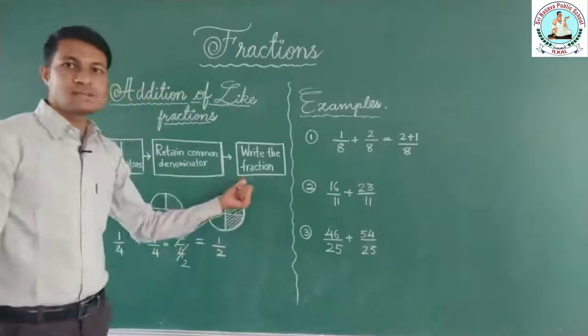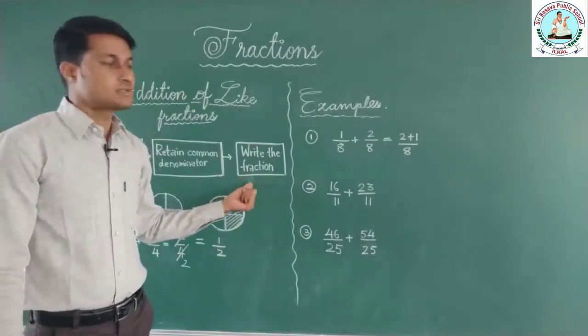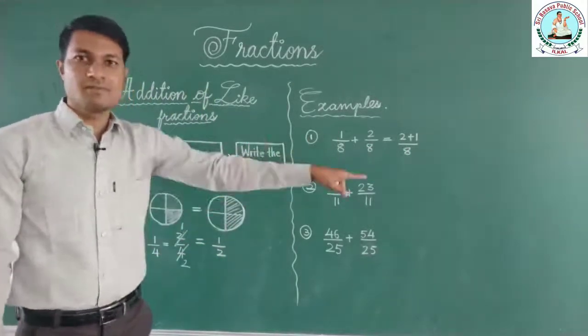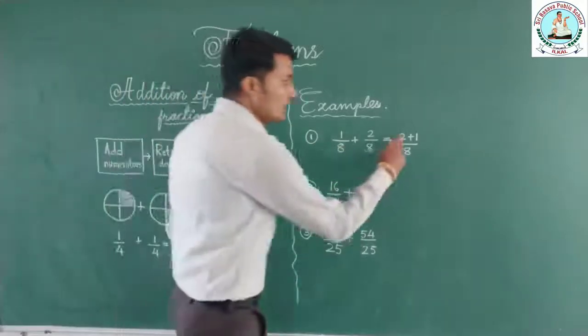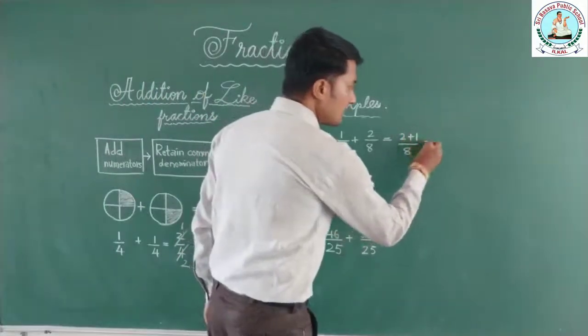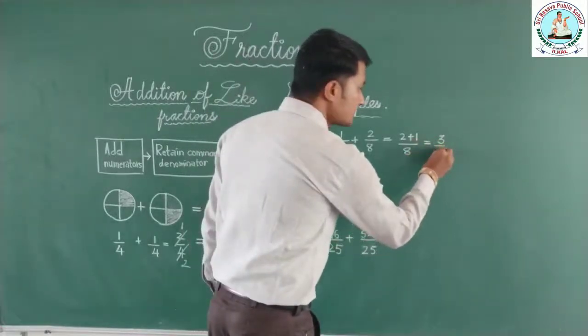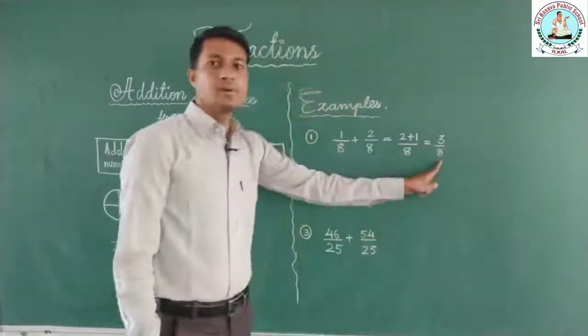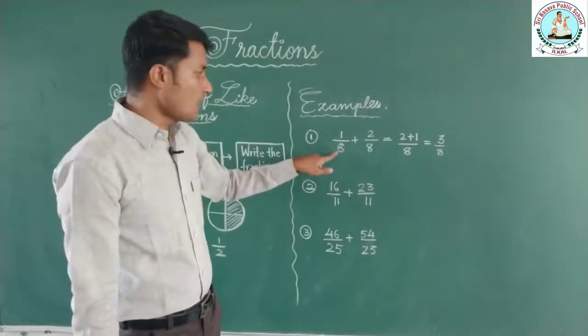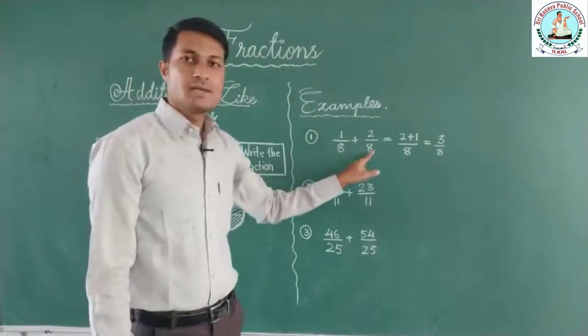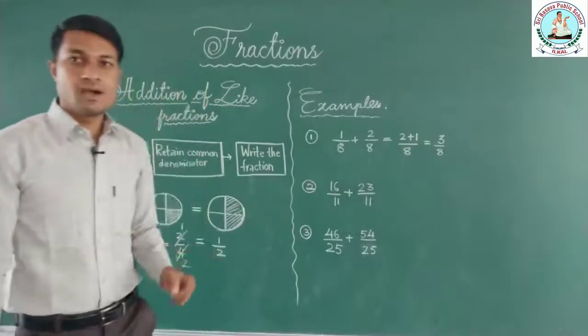The last step is to write the fraction. Before writing the fraction, you have to simplify as much as possible. When you add 2 and 1, your result will be 3, and 8 you write as it is. This is your answer. So when you add 1/8 and 2/8, your result will be 3/8.